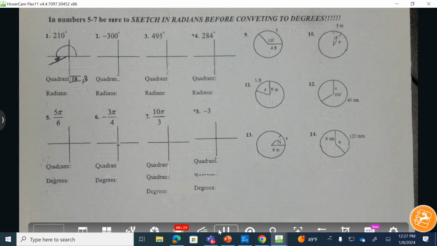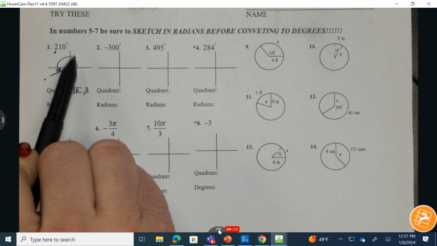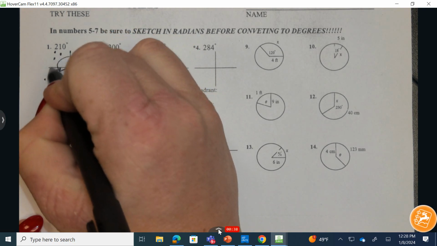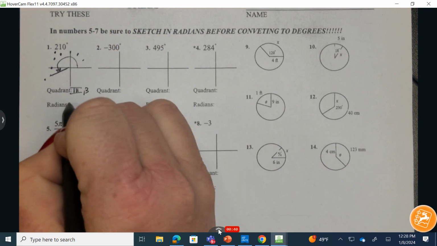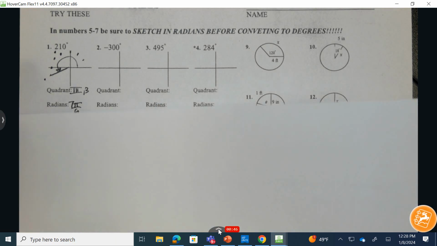All right, now let's convert this into radians. So a couple of different ways we can do it. Some of you just may have memorized this, and so I'm going to count by sixes: 1 over 6, 2 over 6, 3 over 6, 4 over 6, 5 over 6, 6 over 6, 7 over 6. So I know this is 7 pi over 6, but what if you didn't have that memorized? What else could you do to achieve that same answer?